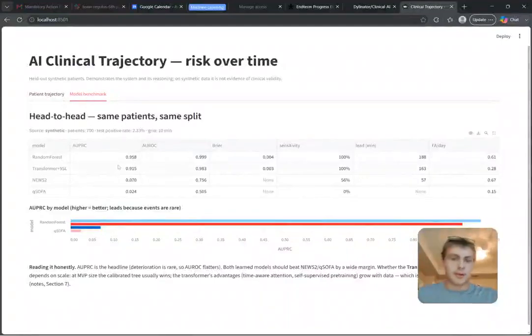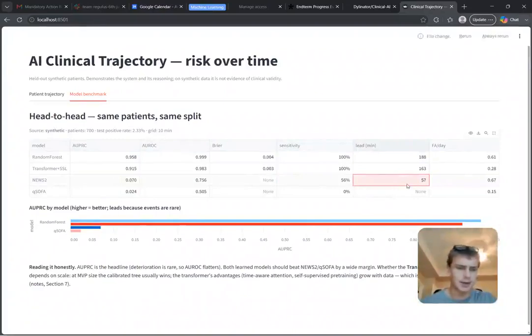Here's the model benchmark tab. So you have your baselines. So this is what doctors use without AI to predict things like this. And so you can see right here, all the other statistics are kind of unimportant. This one is important right here.